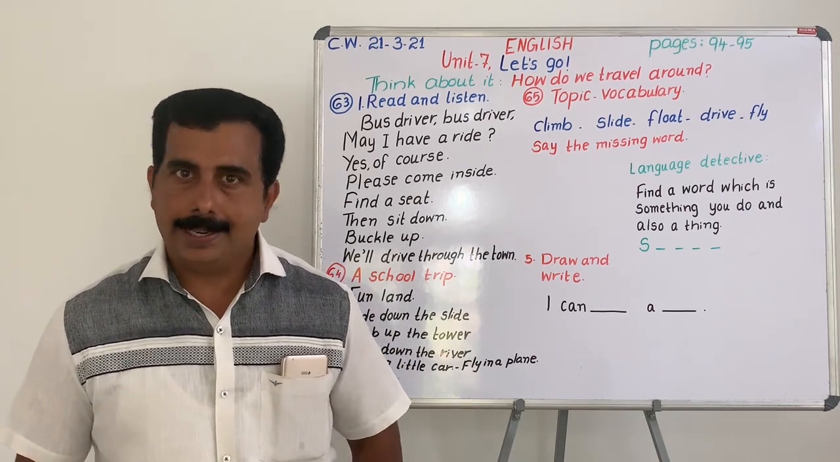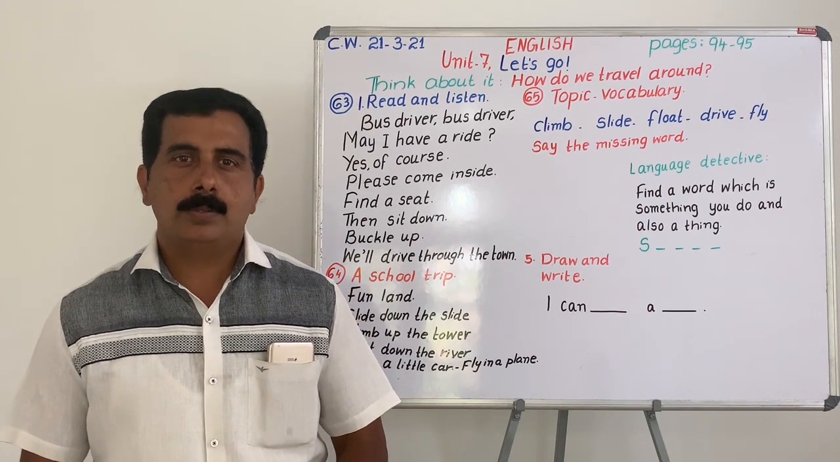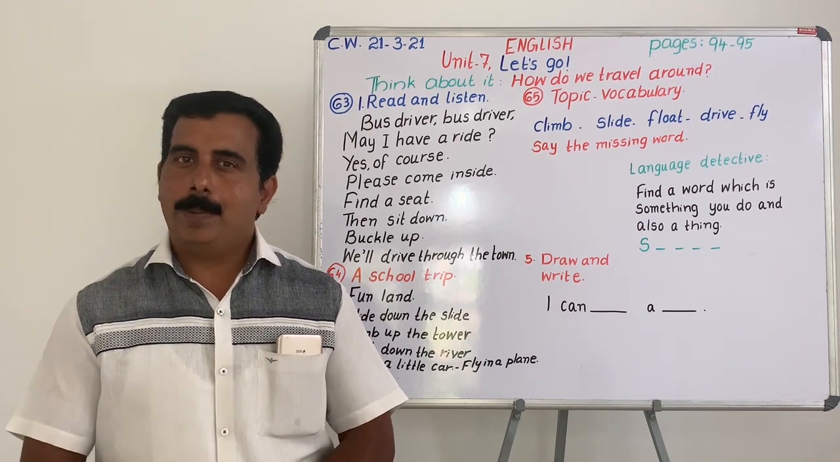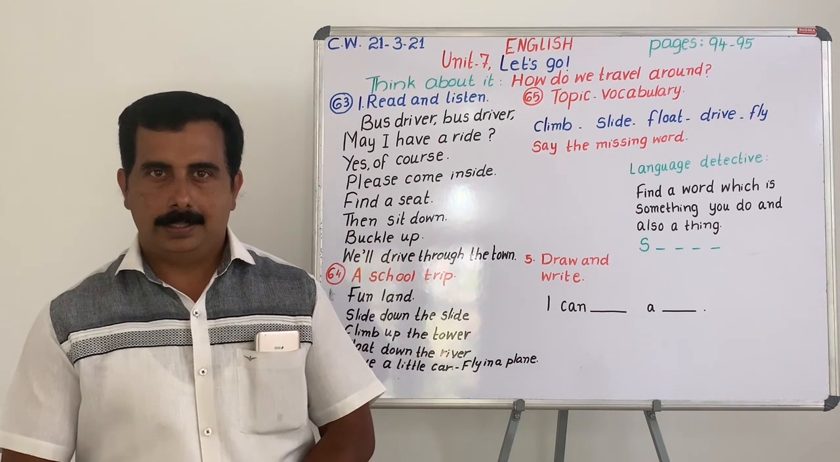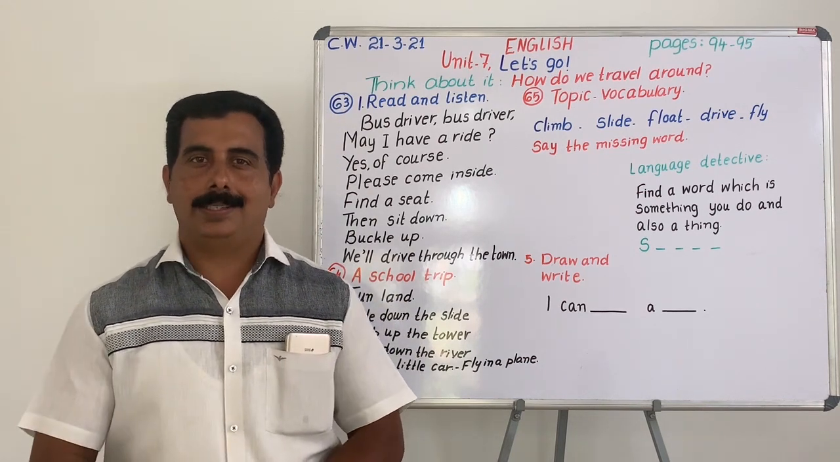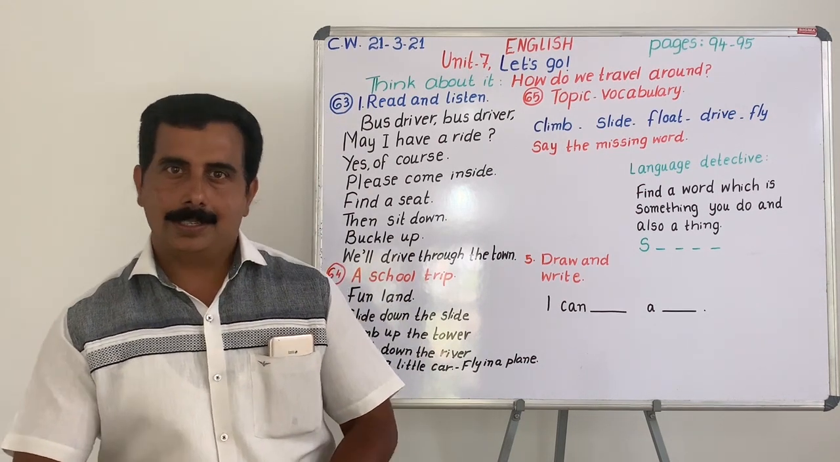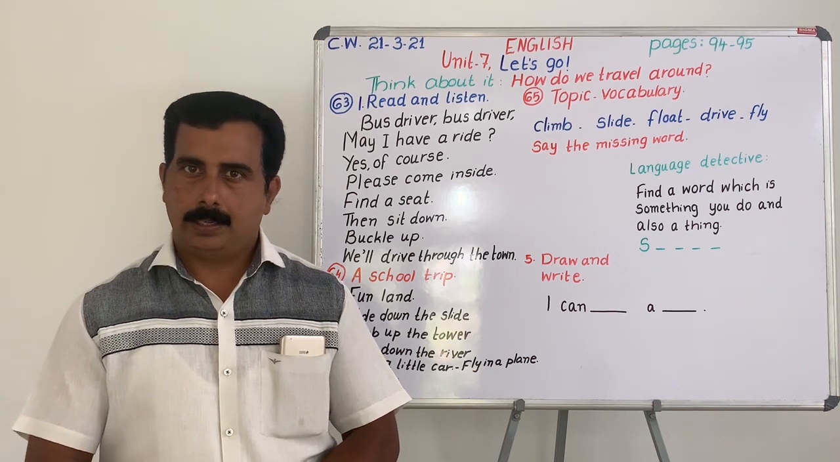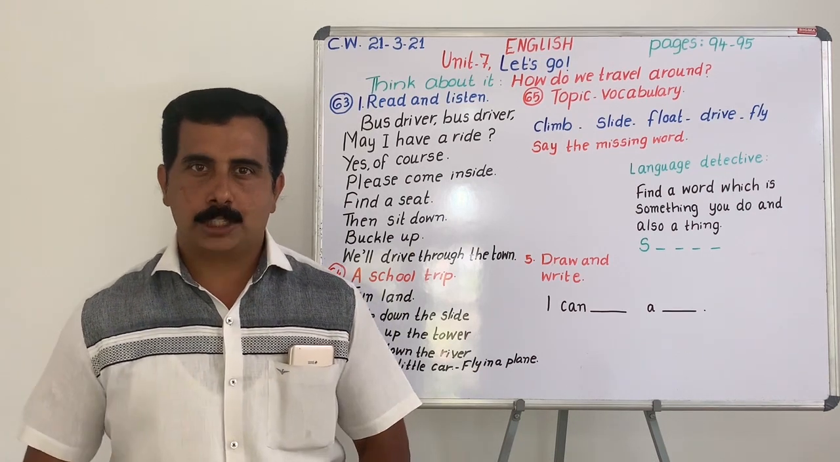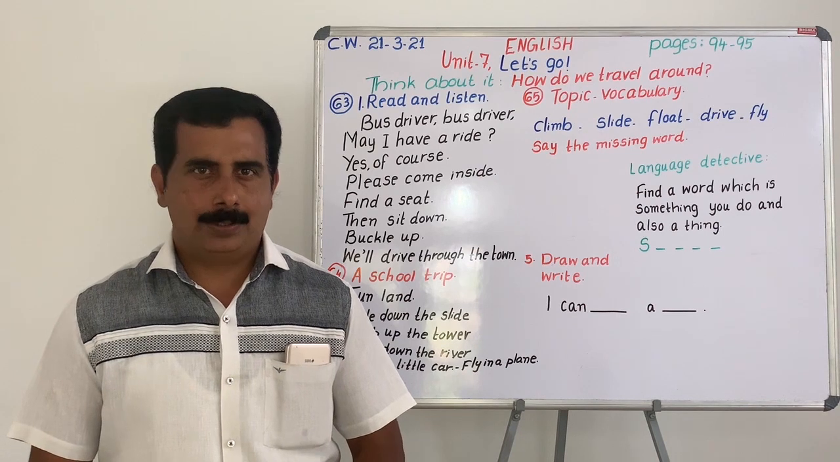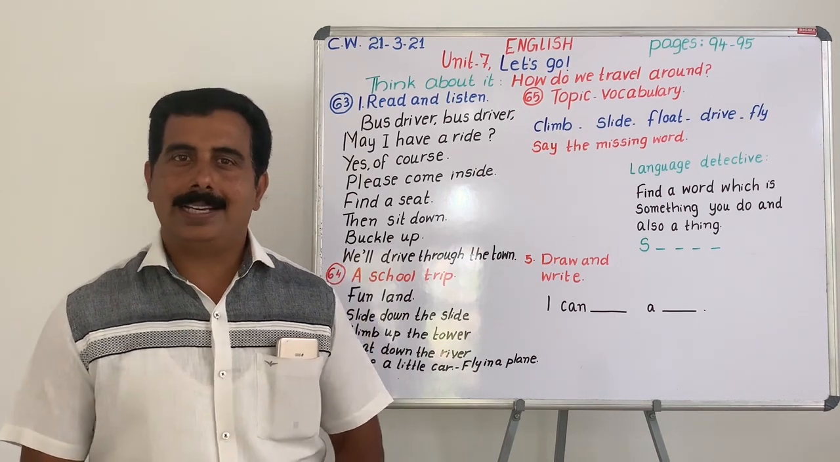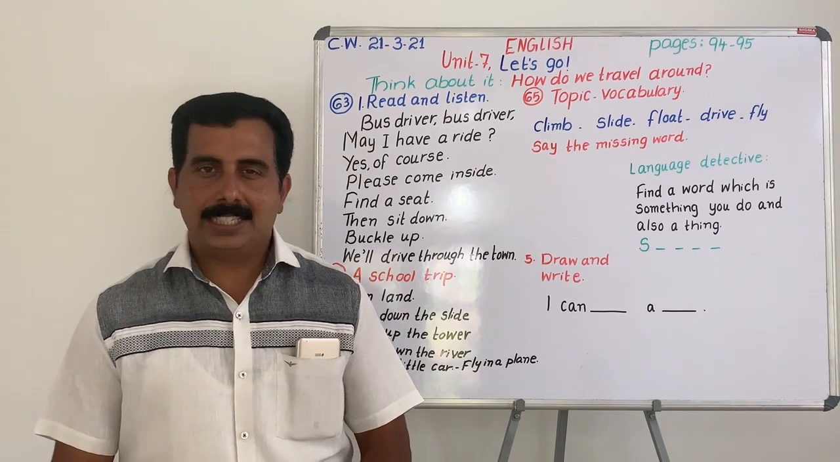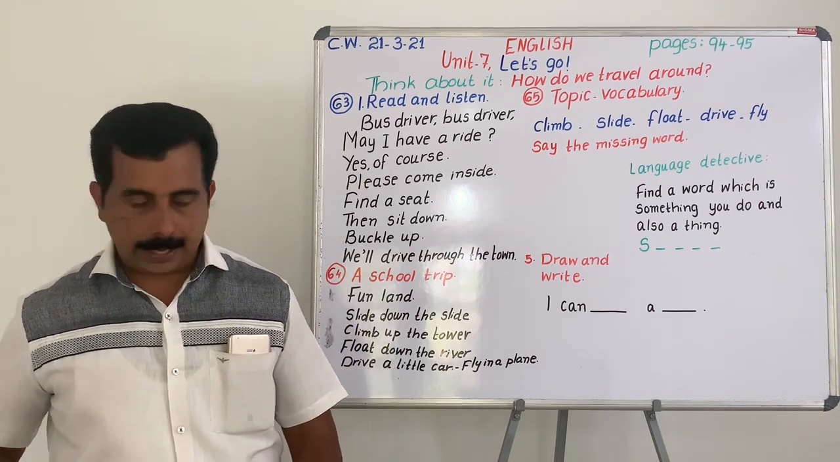Okay, children, after our exam, we are entering the final term. We have two more lessons from our Global English Learners textbook, Unit 7 and Unit 8. So today, we are starting Unit 7. Can you take your Global English textbook? We don't want the activity book, we need the Global English textbook. Open page number 94 and 95.